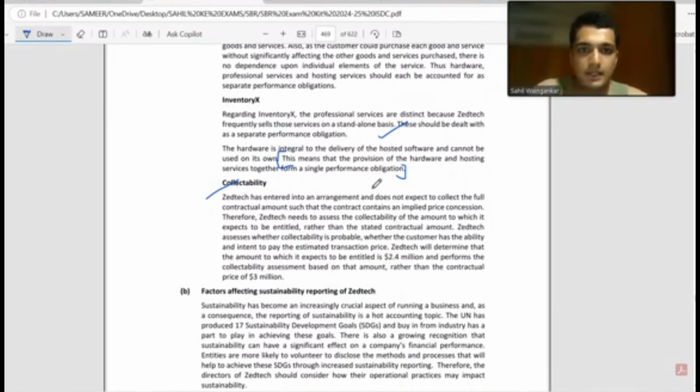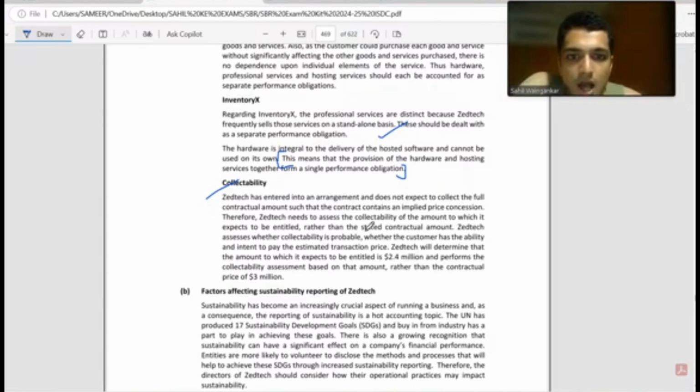Zedtech has entered into an agreement and does not expect to collect the full amount such as the contract. ठीक है. Therefore, Zedtech needs to assess the collectability of the amount to which it expects to be entitled rather than the stated contractual amount. Zedtech assesses whether collectability is probable, whether the customer has the ability to and intent to pay the estimated transaction price. Zedtech will determine that the amount to which it expects to be entitled is 2.4 million and performs the collectability assessment based on that amount rather than contractually price of 3 million.